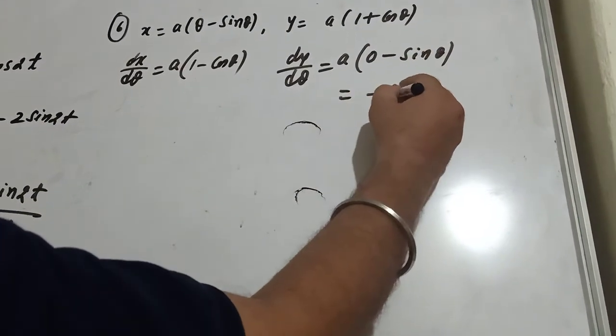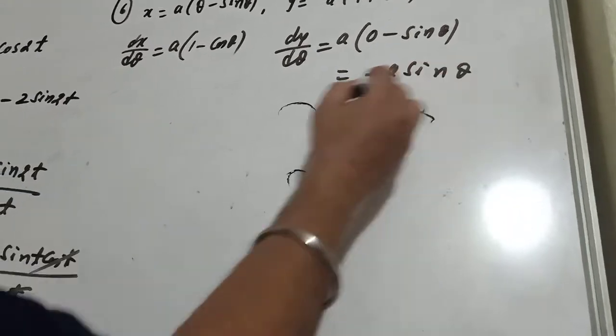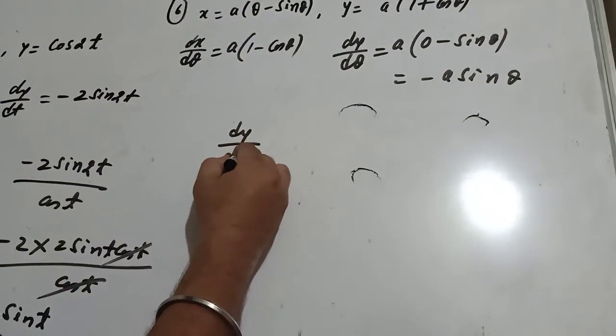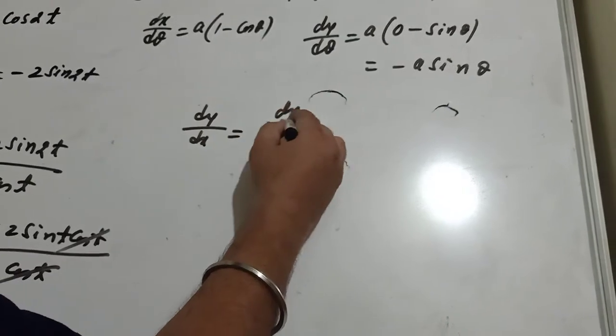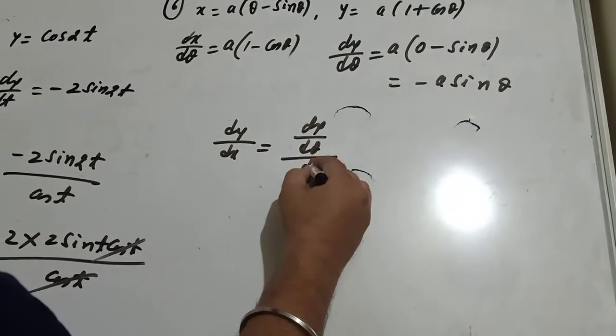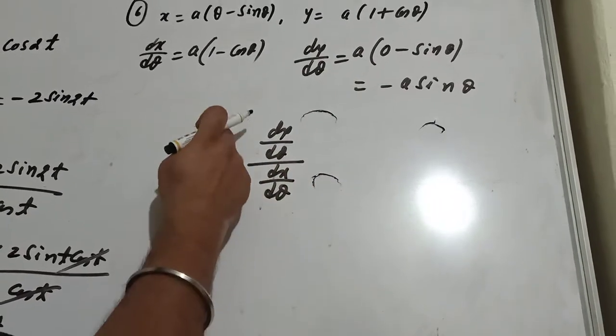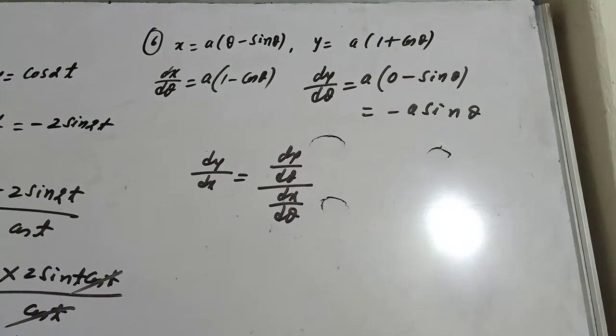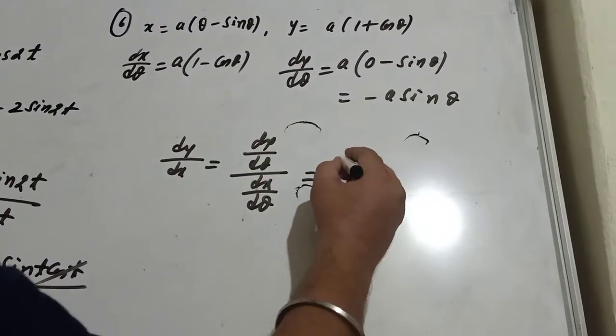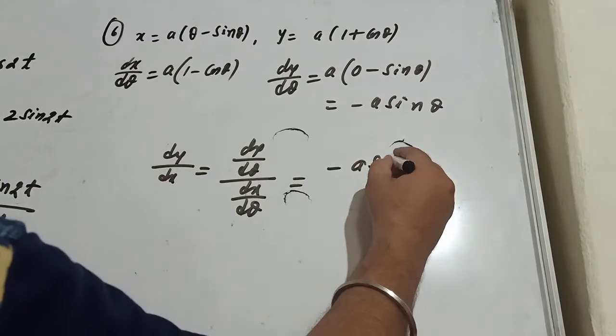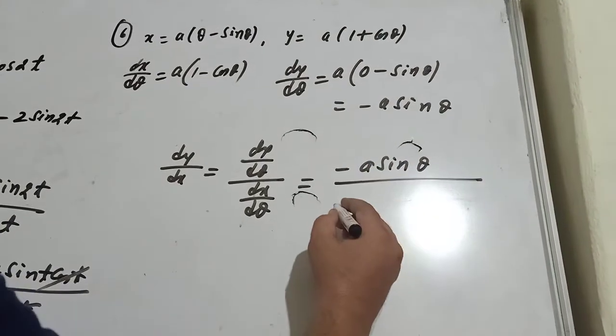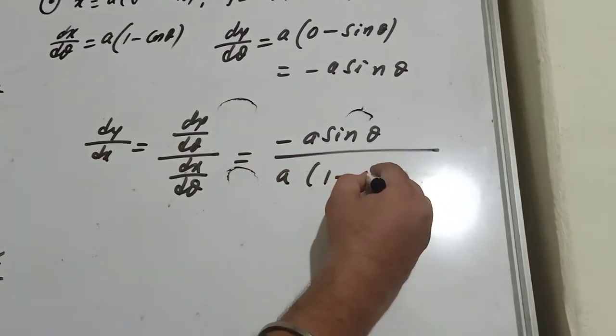So from here we are getting minus a sin theta. Our aim is to find dy by dx, so dy by d theta upon dx by d theta. Numerator and denominator are both divided by d theta. So what is the value of dy by d theta? Minus a sin theta upon a into (1 minus cos theta).